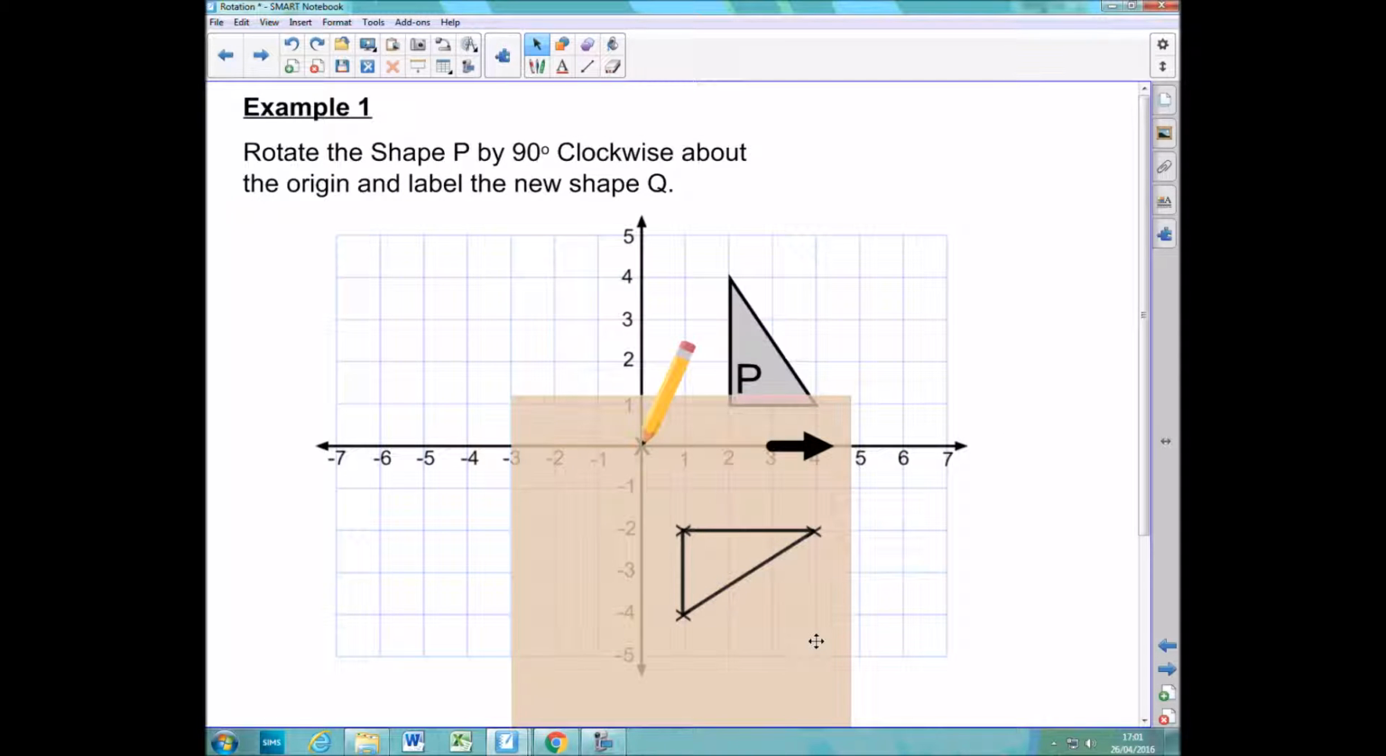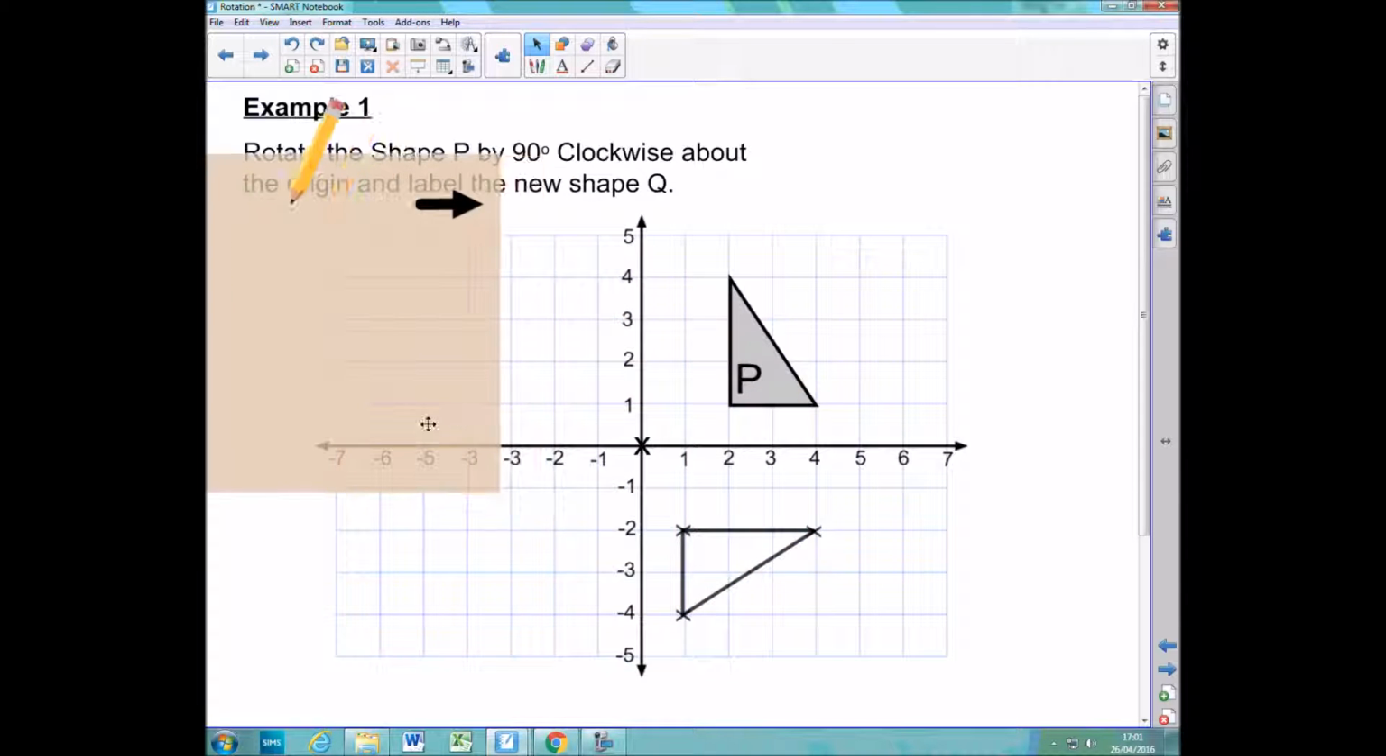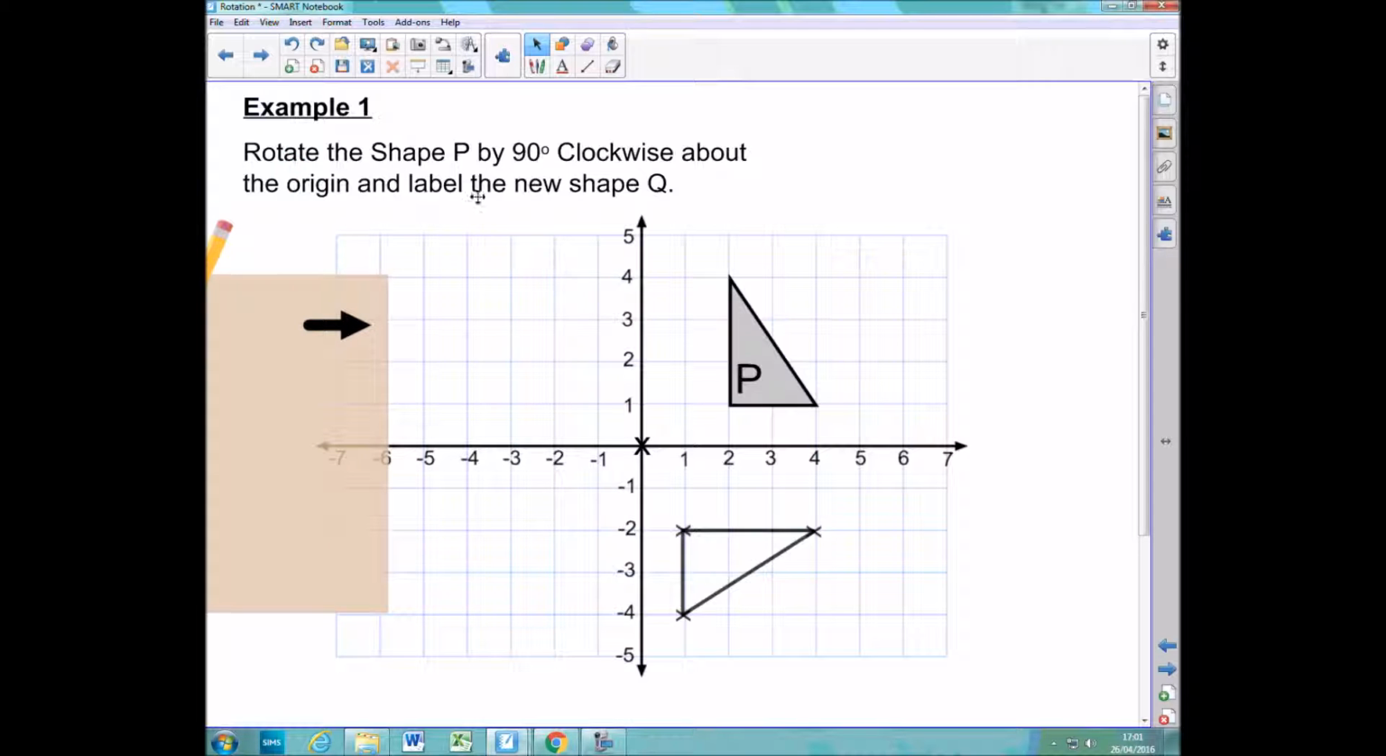So all you need to do now is just remove the tracing paper and draw your triangle in this position here. So you end up with a triangle down here. And just remember that the question's asked us to label this Q, so I'm just going to label this Q like that.